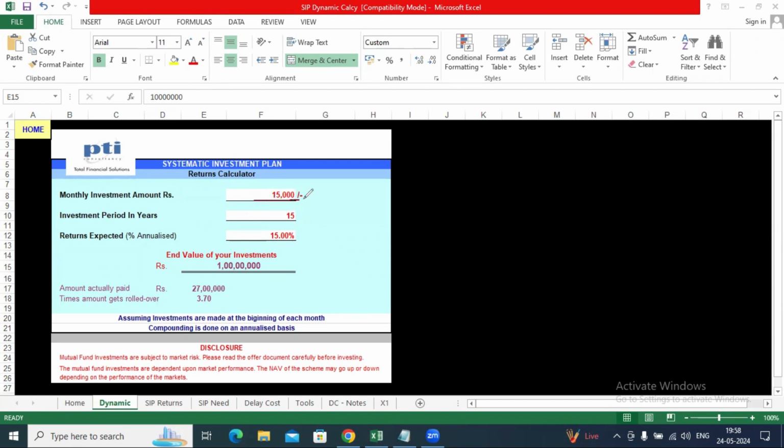If you invest 15,000 per month for the next 15 years, and you get 15 percent return, then after 15 years your investment value will become 27 lakh, and the market value will become 1 crore rupees.